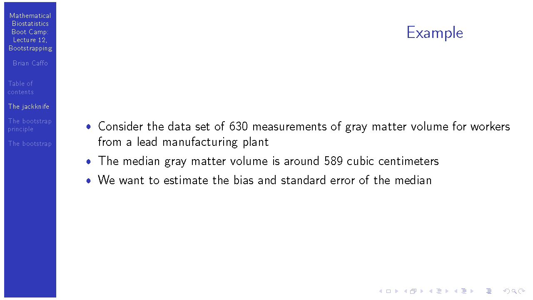So let's go through an example. We had 630 measurements of gray matter volume from workers from a lead manufacturing plant. The gray matter volume wound up to be about 589 cubic centimeters, and we want to estimate the bias and the standard error of the median. And then I'll come back to this discussion of jackknifing the median, because that's where we're going to move forward to the Bootstrap.